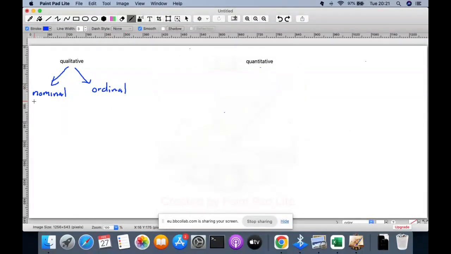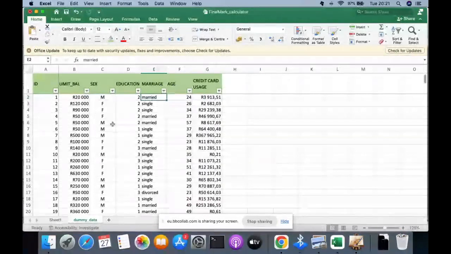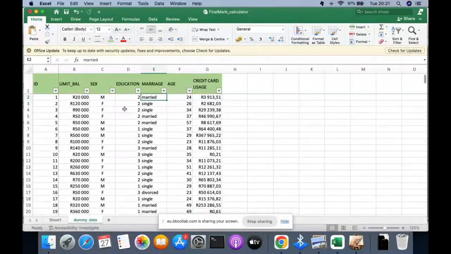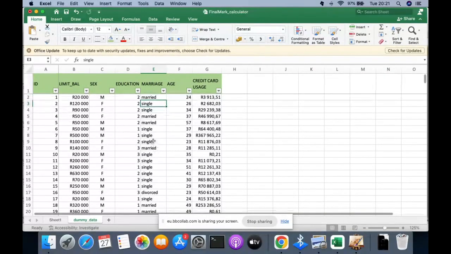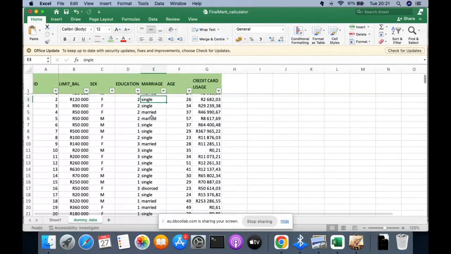All right, let's look at nominal first. Nominal means there isn't an order. Let me go back to this example here, and I'll show you which one is a nominal variable. When I say there's no order, there's no such thing as one value being higher or lower than the other. So look at marriage: being married, single, divorced, widowed, etc. There's no ranking to it. You can't say one is higher than the other. So that's an example of a nominal variable.